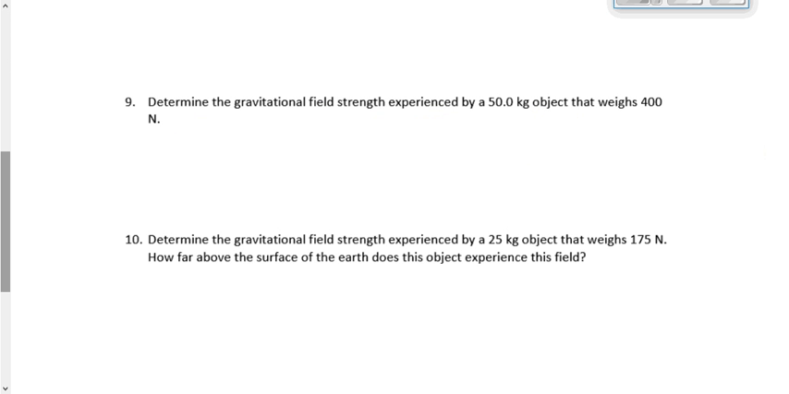Now let's have a look at number 9. Number 9 says, calculate or determine the gravitational field strength experienced by a 50 kilogram object that weighs 400 newtons. Look, there's a word in there that is key to telling us what's going on here. What is that key word? Experienced. Determine the gravitational field experienced by a 50 kilogram object that weighs this much.